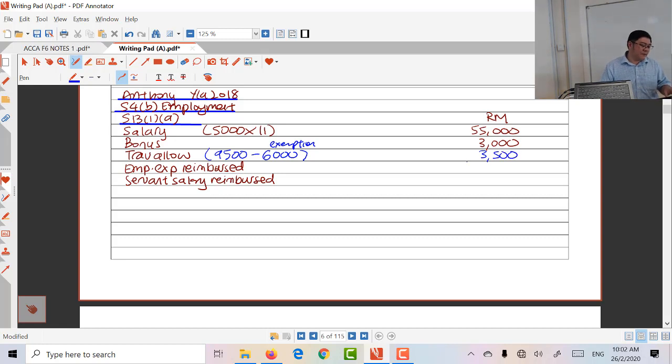Okay, do you tax employment expenses reimbursed? Good. All right, you don't tax. I just put zero. I always used to write nil, but on the computer now we just type zero. Okay, the salary of a domestic servant reimbursed. Do you tax this? Yes, because that's something for yourself. Okay, so 4,001 comes in.